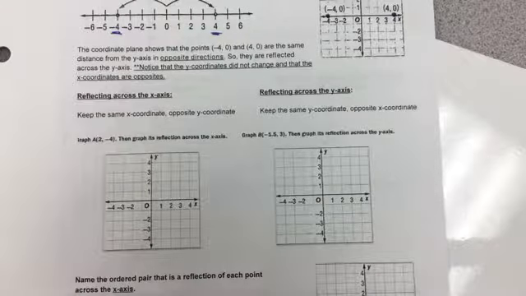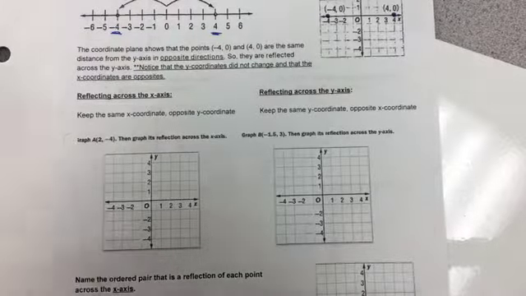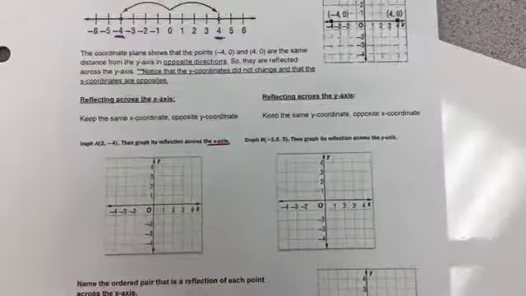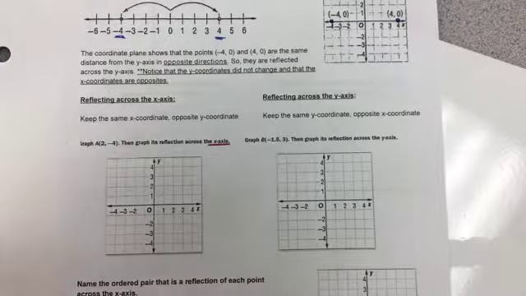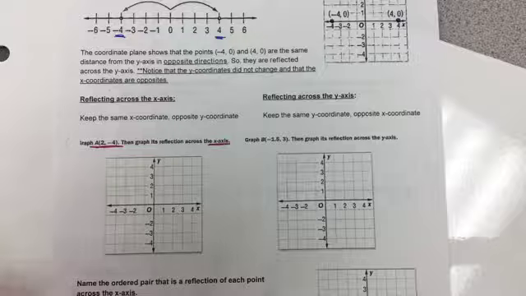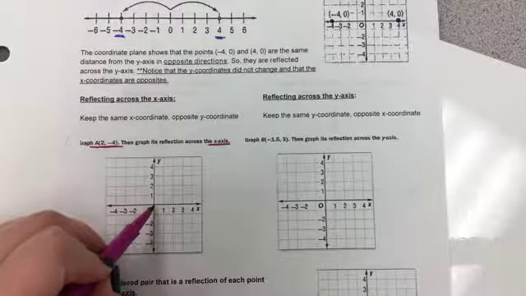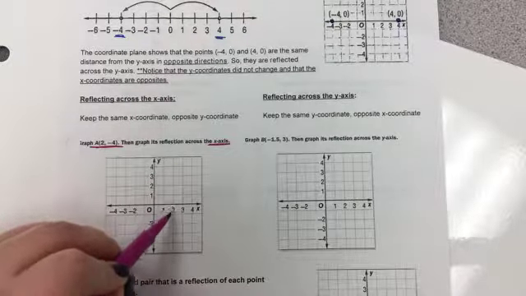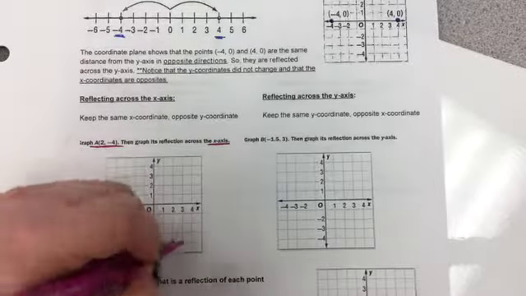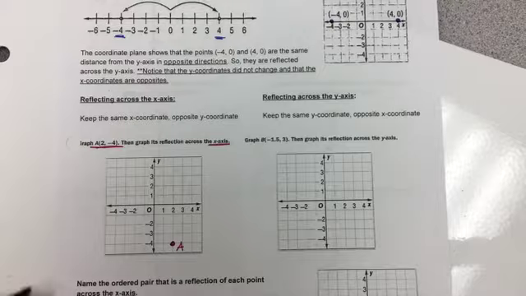The first example says graph the point A at +2, -4, then graph its reflection across the x-axis, my apologies. So first we're gonna graph the point A at +2, -4. So I'm gonna start at my origin, I'm gonna go to the right 2, and then I'm gonna go down 4. I'm going to place a point right there, and I'm going to label it with a letter A.